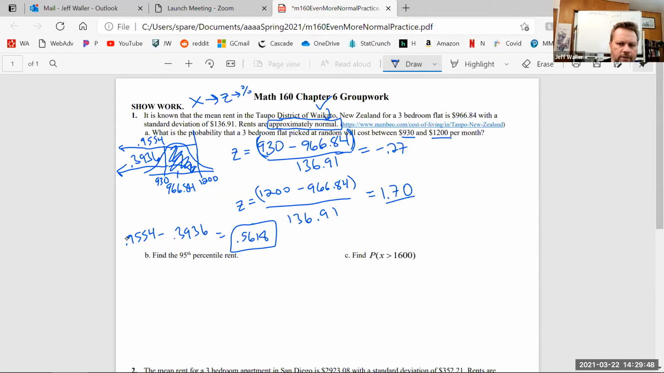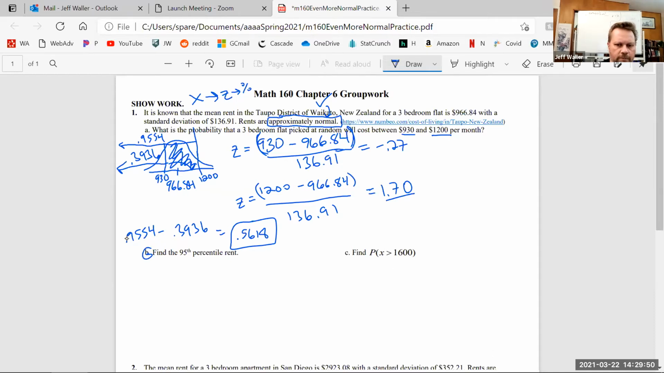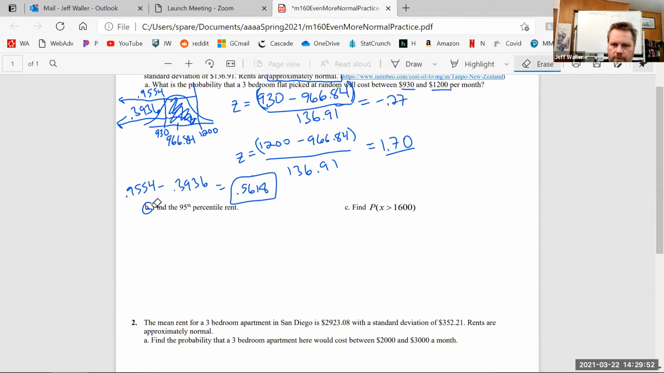Part B is that turned on its head, right? Part B, why did I just put a G there? I have no idea.